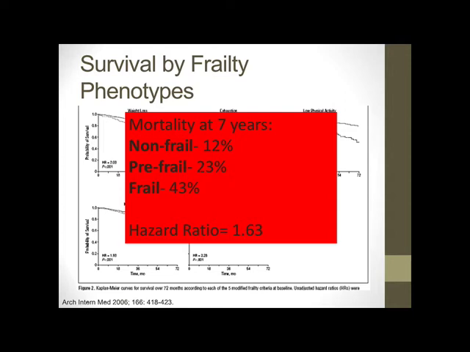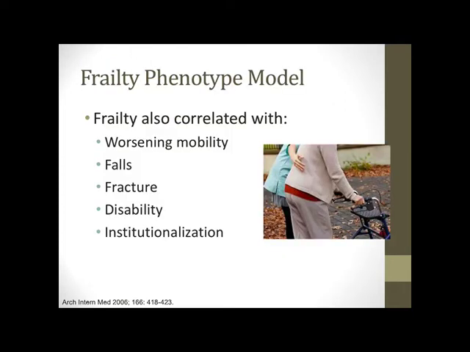And you'll notice that this doesn't include any comorbidities, it doesn't include any kind of hard medical data, it's all functional data that they were looking at in this study. And those that are frail do have a very high mortality rate. Frailty, according to the phenotypical model, is also correlated with worsening mobility, falls, fractures, disability, and also institutionalization.